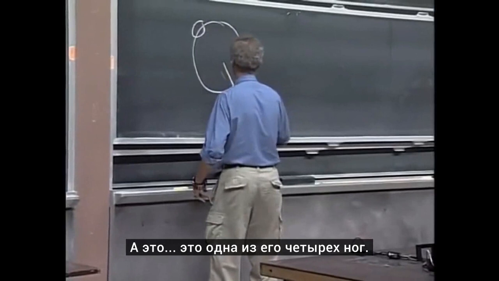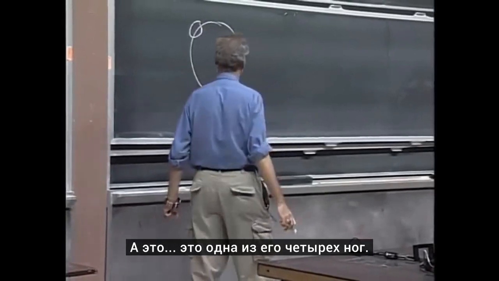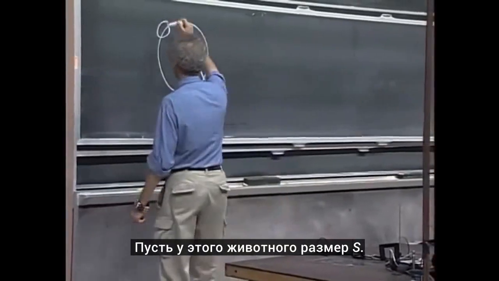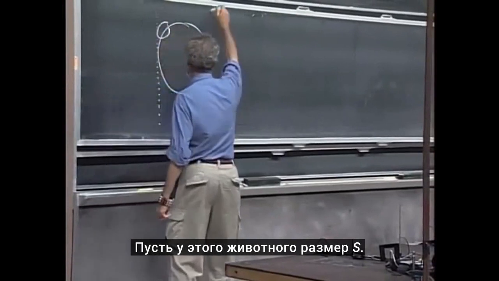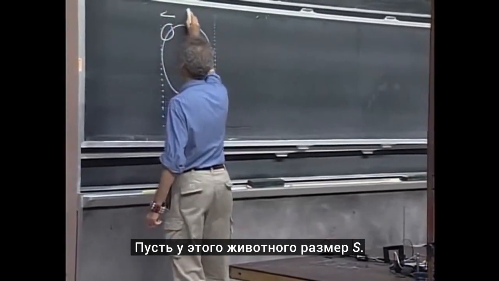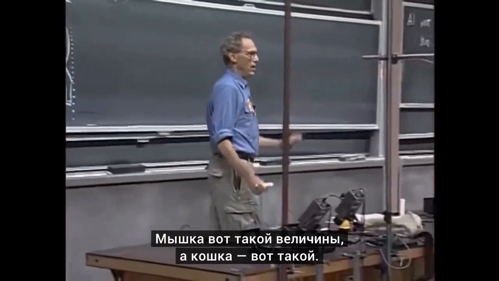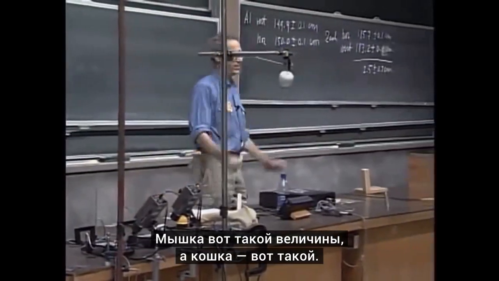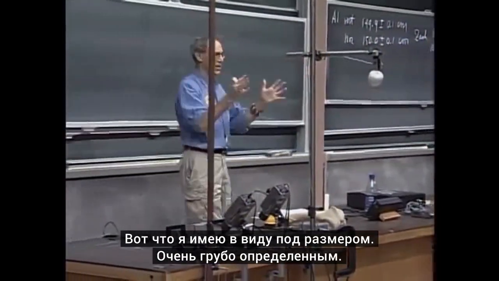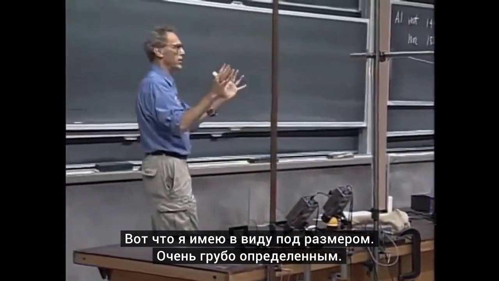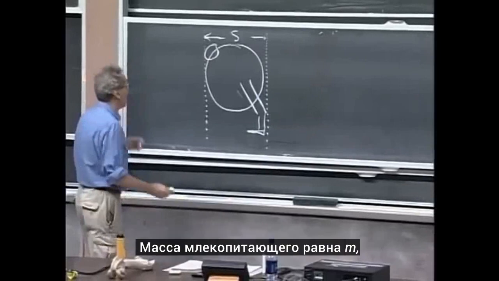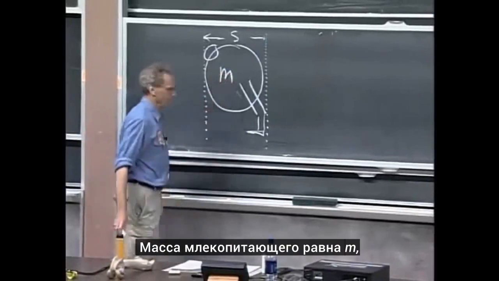And this is one of the 4 legs of the mammal. And this mammal has a size S. What I mean by that is a mouse is this big and a cat is this big. That's what I mean by size. Very crudely defined. The mass of the mammal is M.